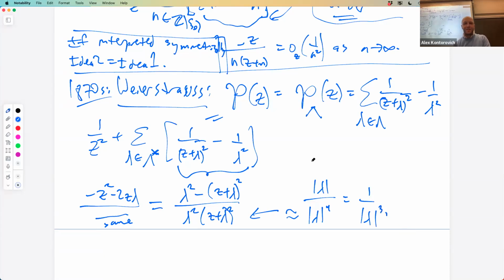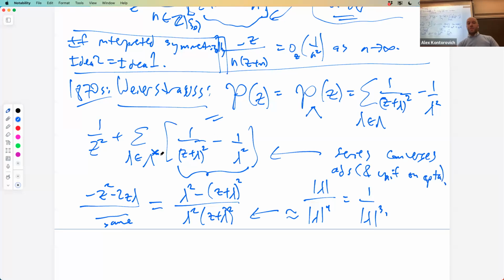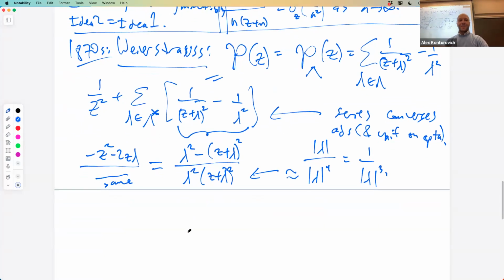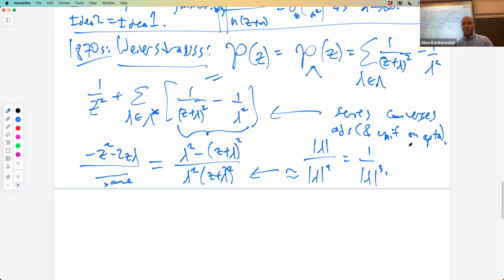Okay, so this series converges absolutely and uniformly on compacta. So we get a holomorphic function, or a meromorphic function rather, away from the zeros of the denominator. Okay, so we get a meromorphic function. So this P is meromorphic.